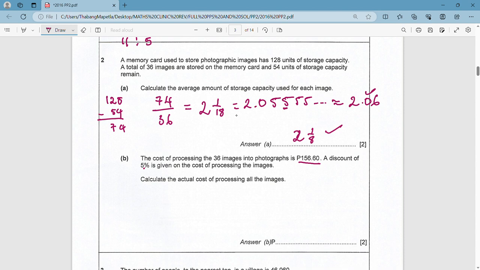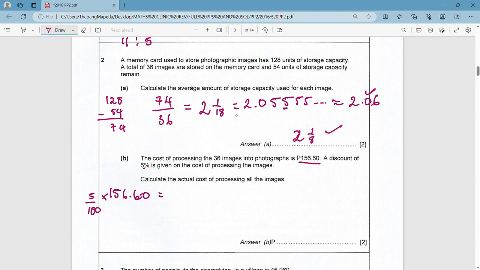So we are simply going to say 156 plus 60. First of all, we are calculating 5% of that, which is times 5 over 100. So now we have to calculate 5 over 100 times 156.60. So therefore it's going to be 7.83.